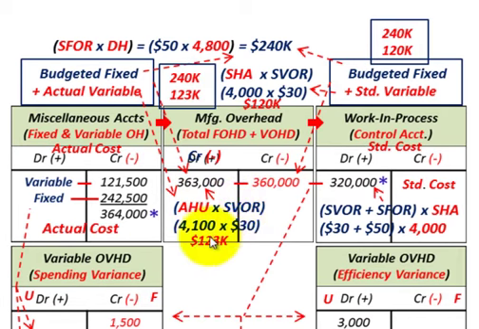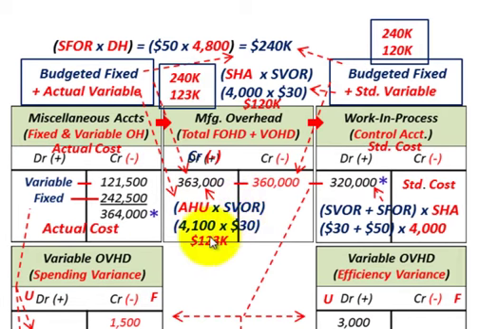So we have to start with our variable overhead spending variance. That's simply taking our actual amount here, $121,500, and then we subtract from it the standard variable overhead rate here, $30, times the actual hours used here, 4,100 hours. What does that give us? $123,000 here. Compare it to our actual amount here, $121,500. So we have a $1,500 variance here. And that's going to be a favorable variance when we credit our variable overhead spending variance account here by that amount, because we're under budget.